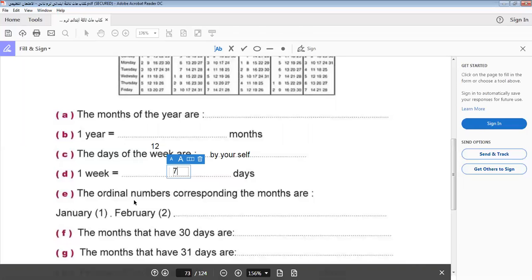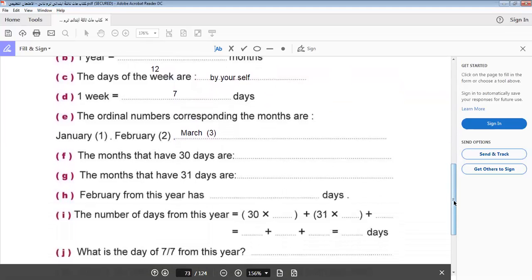The ordinal numbers corresponding to the months. What is the next month after February, and its number, its order? The third month, the fourth, the fifth, like that. Okay, so you have to complete it. March is the third. Okay, like that. March, and beside it, third. Okay, April, fourth, etc., till the last one, which is December, the 12th.